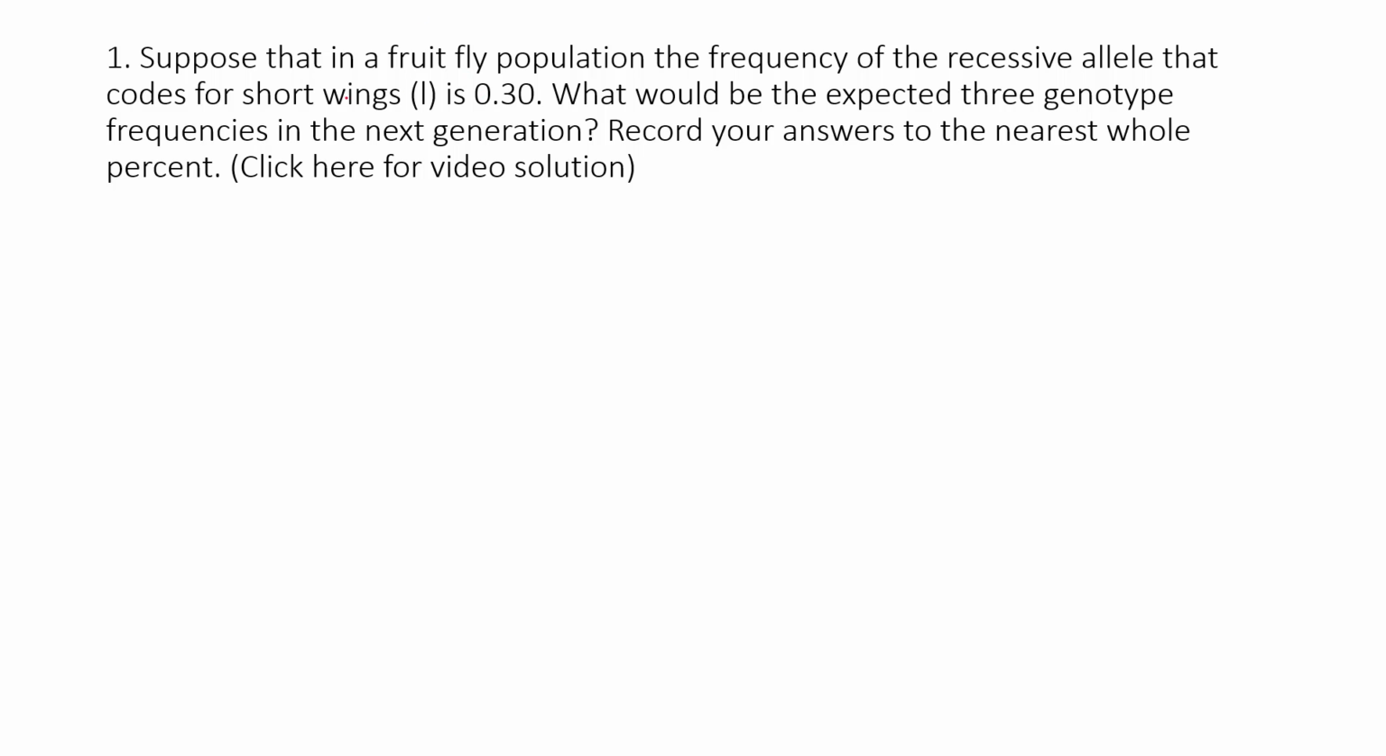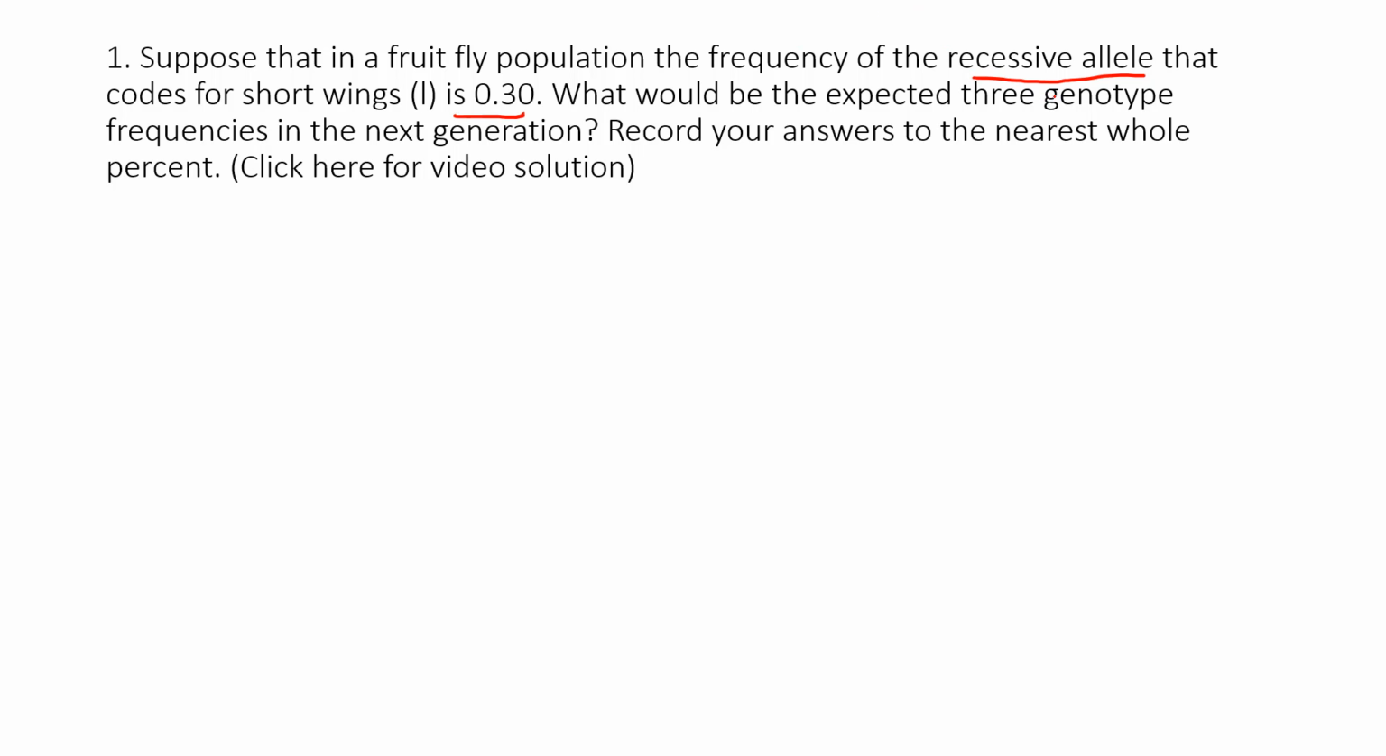We're going to go through the problem-solving strategies. Suppose in a fruit fly population, the frequency of the recessive allele for short wings is 0.30. That's significant, so we're going to underline that in our question and start seeing what they've actually given us. I think that's the hardest part of these questions: what are they giving you and what are they asking you to solve?